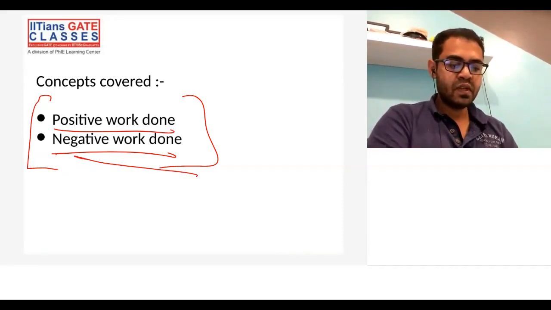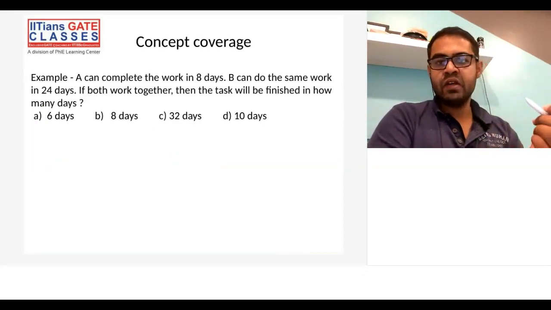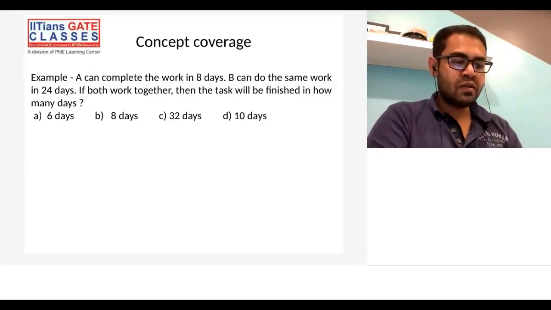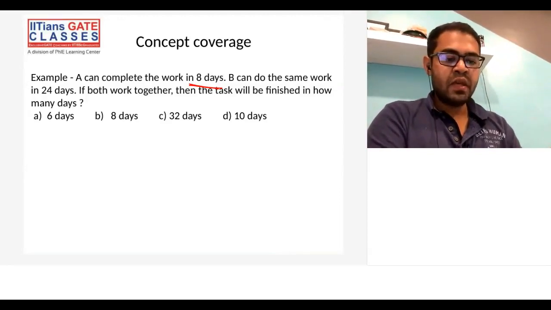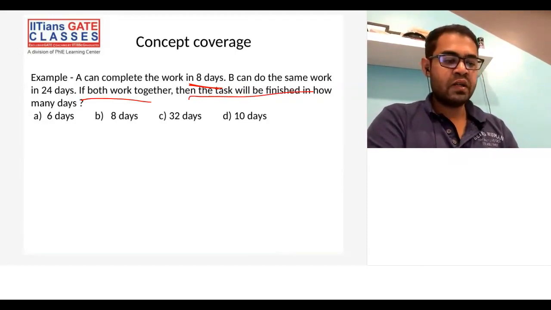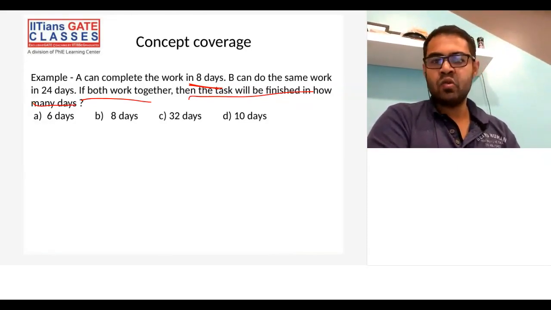So what I'll do is try to explain the concept using an example itself. This is the best way to explain time and work. Let's read the question. A is a person. A can complete a job in 8 days, or some work in 8 days. B can do the same work in 24 days. If both work together, then the task will be completed in how many days? This is a very basic question in time and work. If it comes in GATE, it will come only for 1 mark.